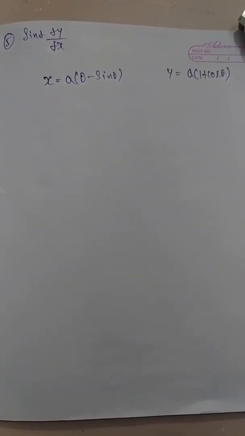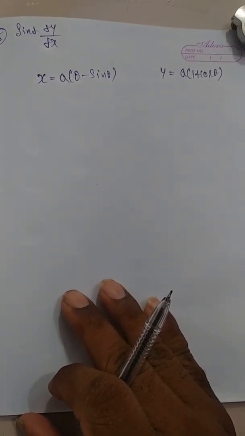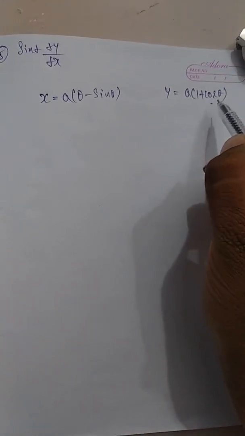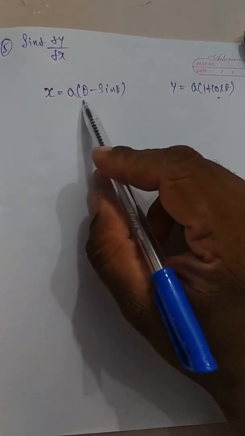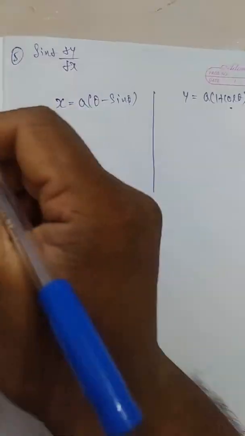Students, now we'll go for the next problem. The next problem is: find dy by dx, where x is equal to a into (theta minus sin theta), y is equal to a into (1 plus cos theta). This is a problem in the form of theta, so let me differentiate with respect to theta separately.